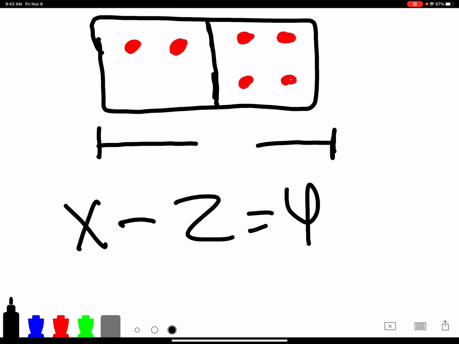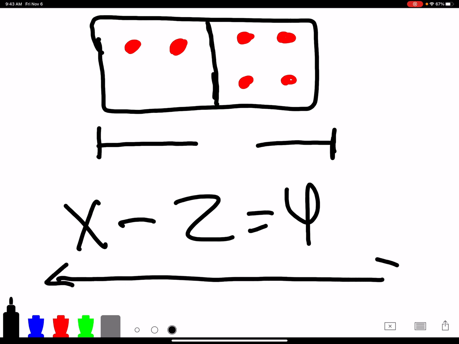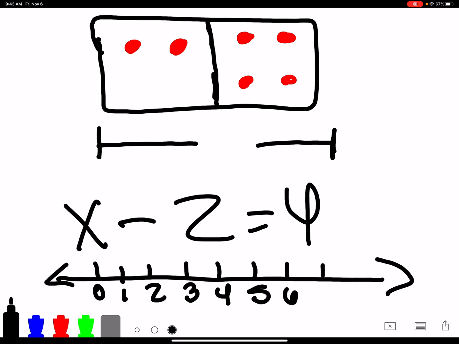So what is X in this problem? What do you think X represents? We're trying to figure out what X minus 2 equals 4 means. So we're trying to figure out what answer equals 4. We can try to solve this problem by using our good old pal, the number line. So 0, 1, 2, 3, 4, 5, 6, 7, 8. I'm going to pause at 8 for now.